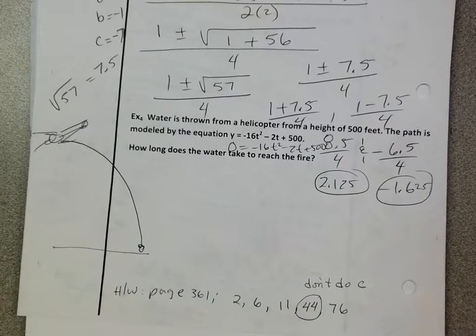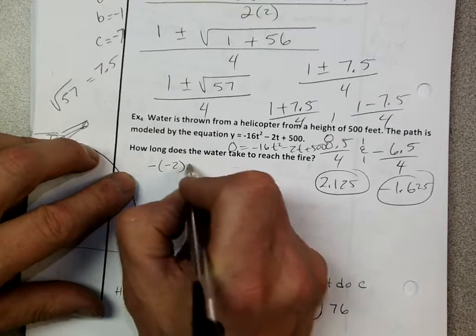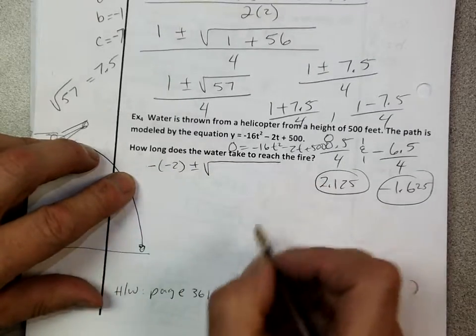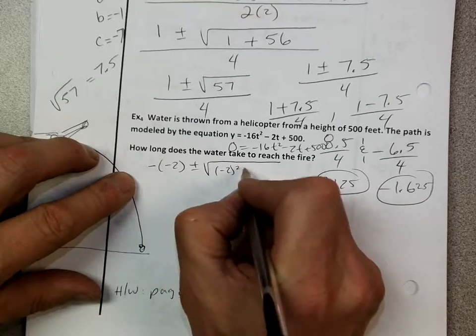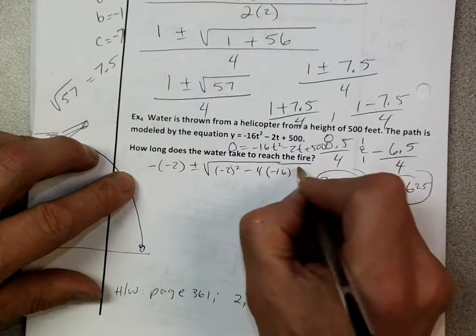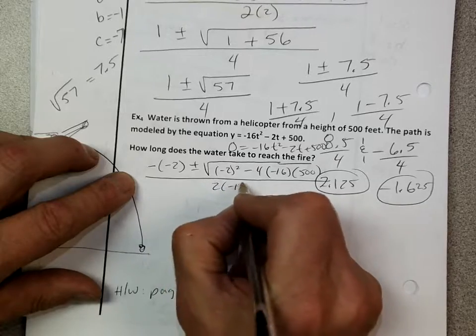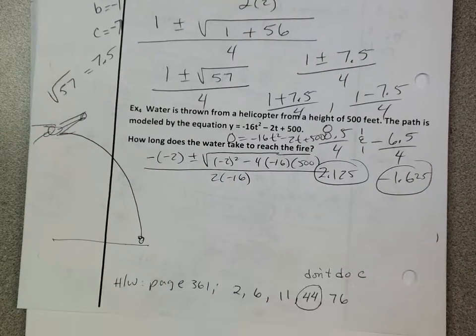we could still do the quadratic formula. It's just big numbers. But guess what? I have a calculator, right? So who cares if it's big numbers? I have a calculator. So I'm going to do my negative b. So I'm going to go negative 2 plus or minus the square root of negative 2 squared minus 4 times negative 16 times 500, all over 2 times negative 16. So it's still the same process. It's just big numbers. But big numbers don't scare me because I have a calculator. Right? Okay, so check it out.